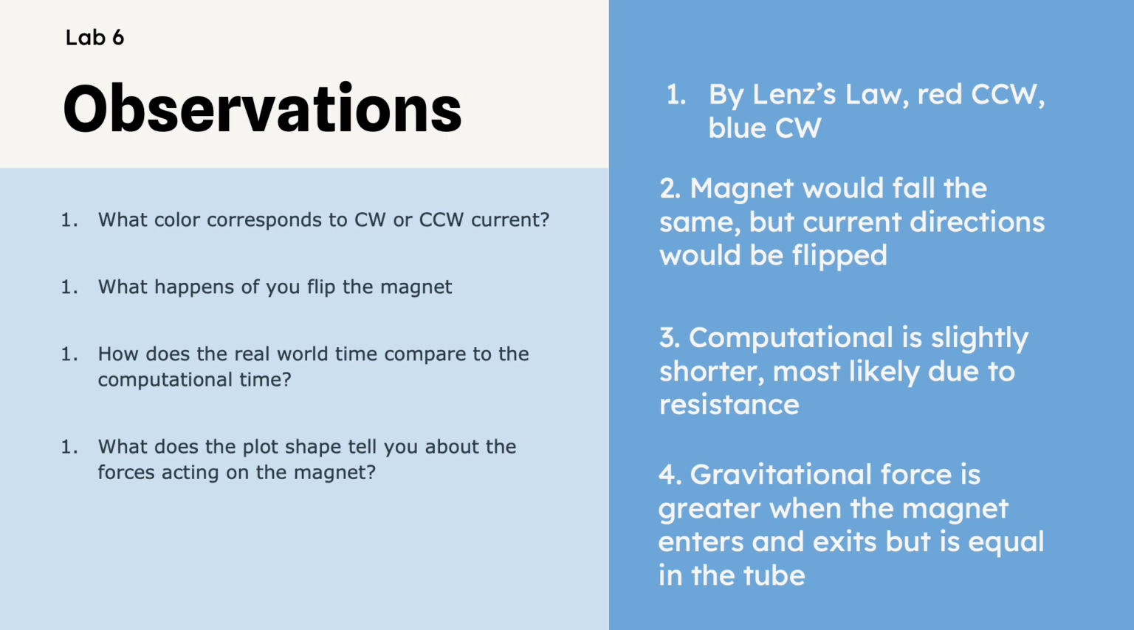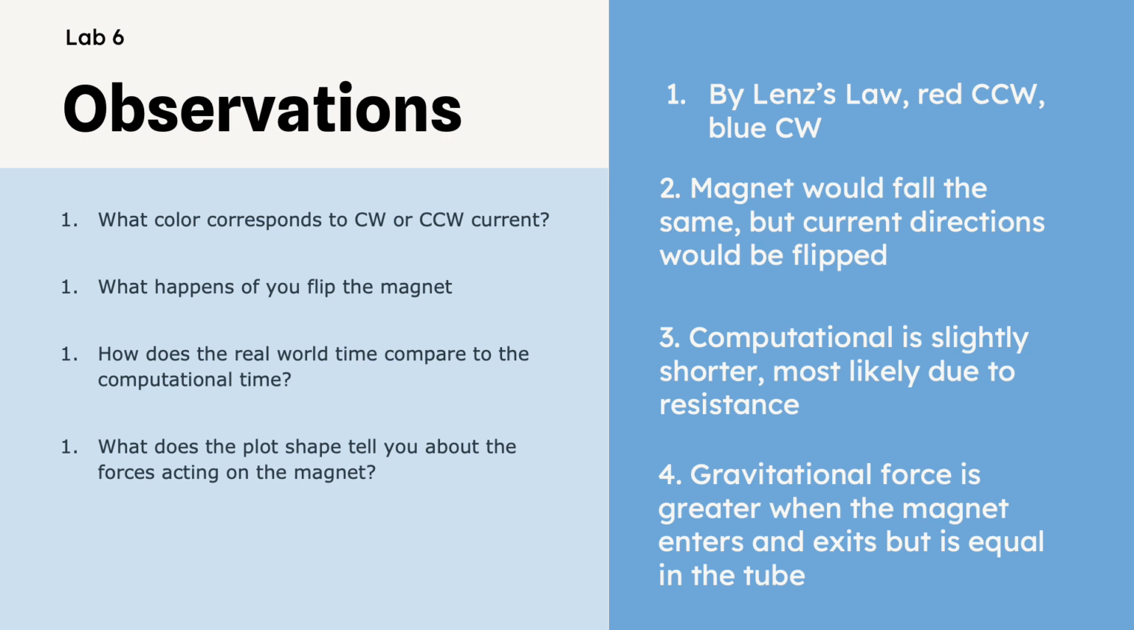First question is, what color corresponds to clockwise or counterclockwise? By using Lenz's law, we can determine that red is counterclockwise and blue is clockwise. What happens if you flip the magnet? The magnet would still fall the same way, but the current directions would be flipped. How does real-world time compare to computational time? Computational time is slightly shorter, most likely due to resistance in the real-world scenario.